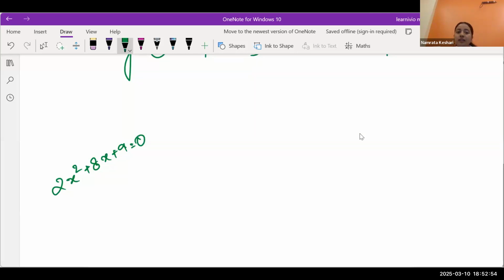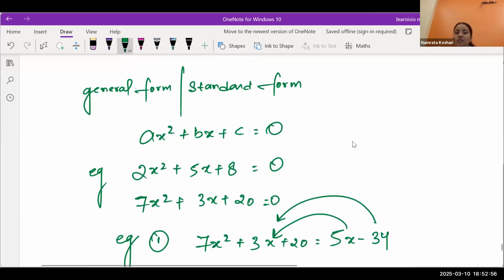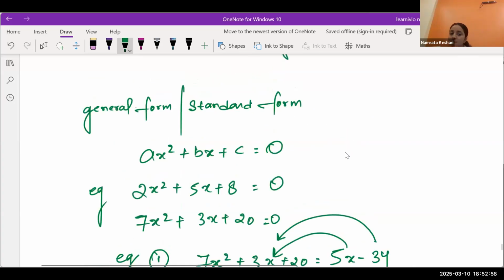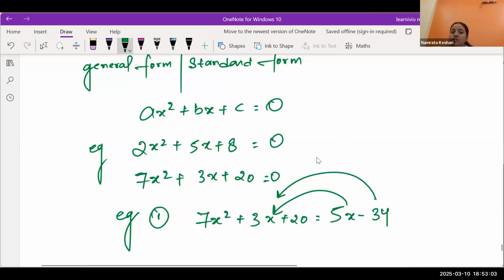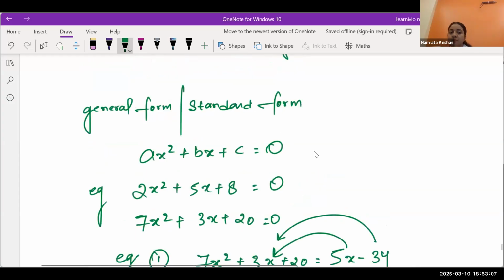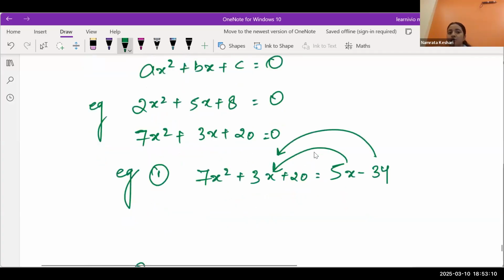Yes, ma'am. Now here the big challenge is identification. The first thing, which is basic but we can make it tricky, is identifying what is a, what is b, and what is c in this standard form.